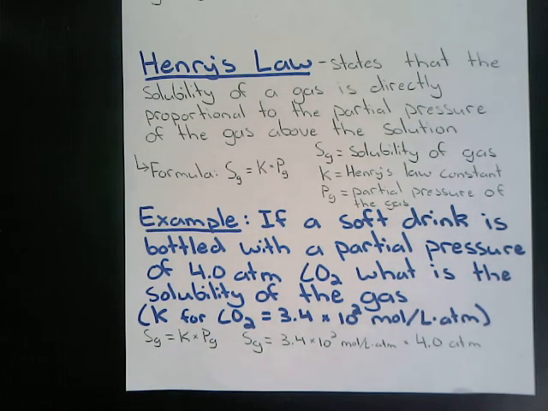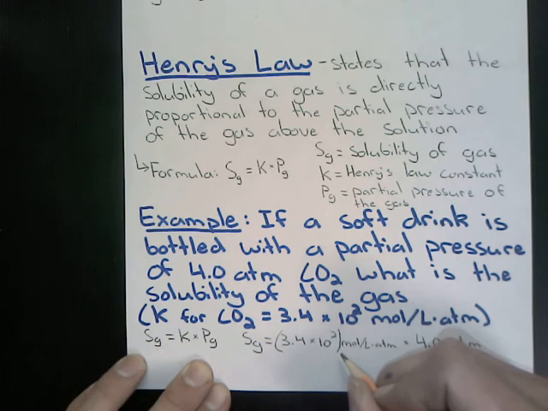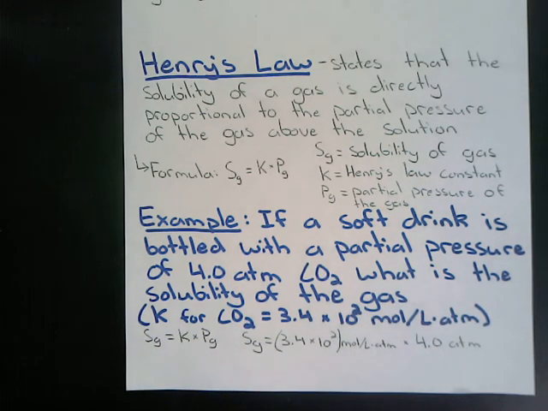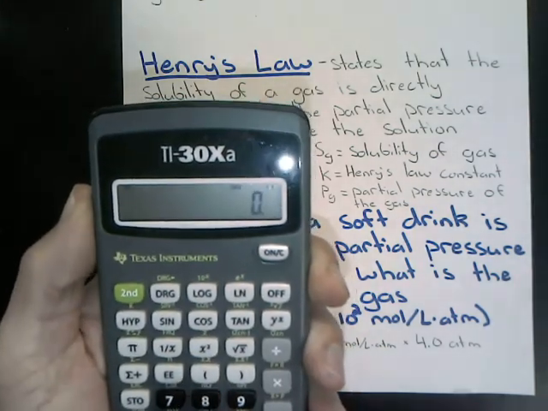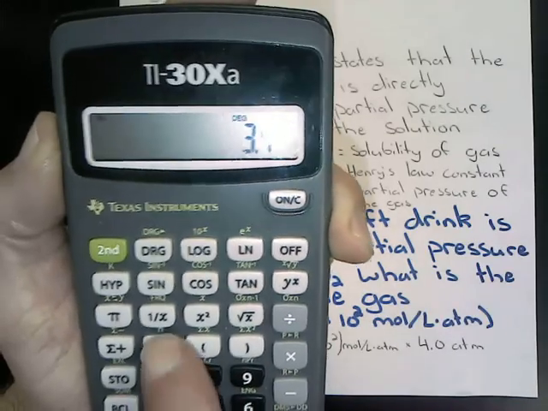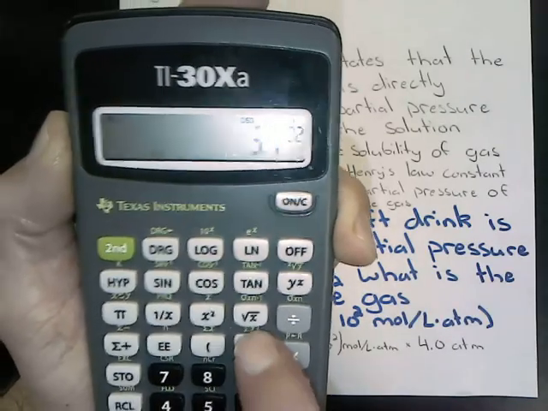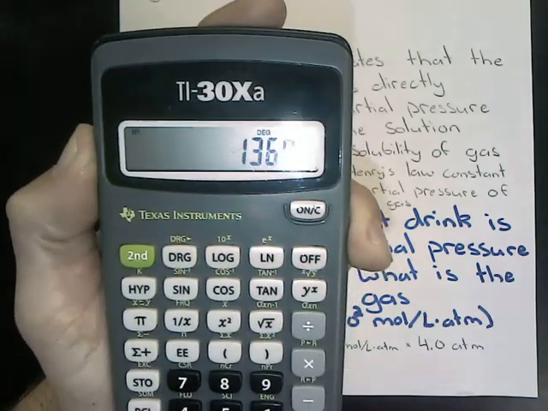So all we're going to do now is calculate this problem out. Remember in your calculators that when we're using scientific notation, make sure you put it in parentheses. So what I'm going to do here is put in parentheses 3.4 times 10 to the second, close the parentheses, and then take that number and multiply it by 4.